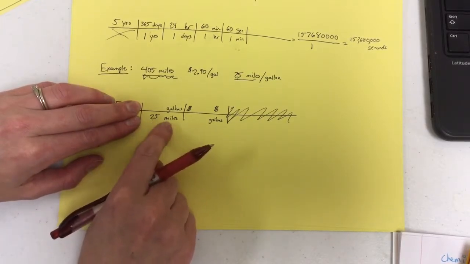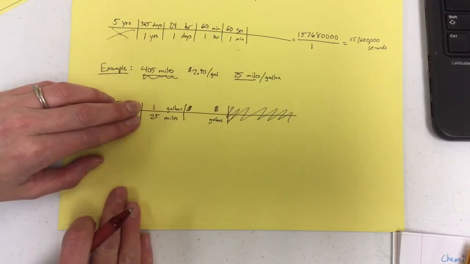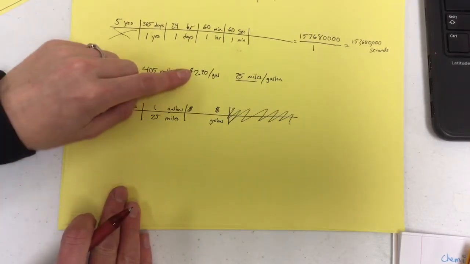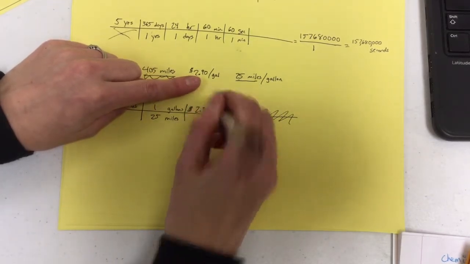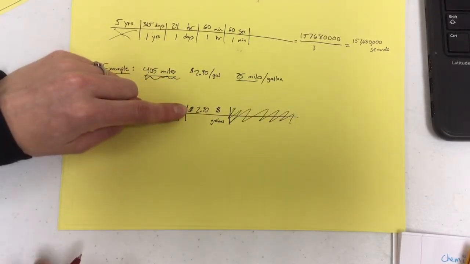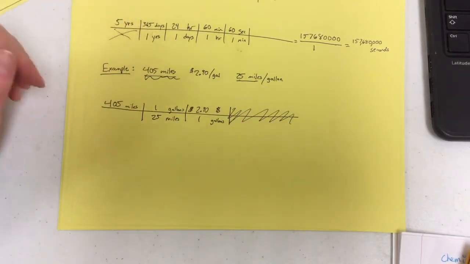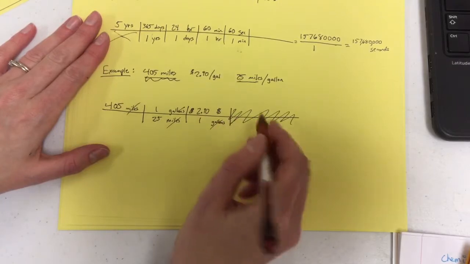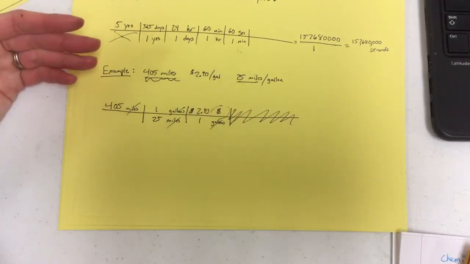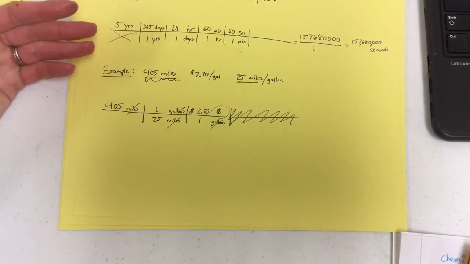So it's 25 miles per gallon, so I'm going to put a 1 there. And then this one is $2.90 per gallon, so I'm going to put the $2.90 because that's the dollar stuff on the top, and then 1 gallon on the bottom. So my miles are going to cancel out, my gallons are going to cancel out, and I'm going to end up left with dollars, which is what I'm trying to find out. How much does it cost to drive there?